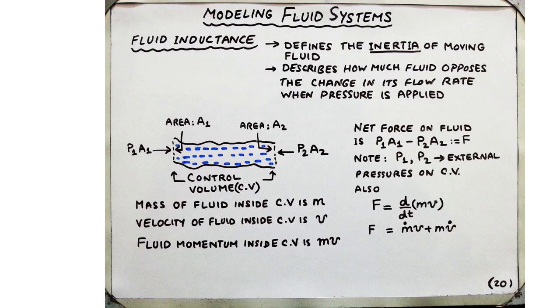Then, if we want to relate the net force acting on the fluid, that is P1A1 minus P2A2. Call this force F1, and this force F2. So the difference of the two forces is the net force F applied to the fluid, and that force arises due to the external pressures P1 and P2 applied on the fluid inside the control volume. And we know that the force is equal to the rate of change of momentum. So F equals d over dt of mv, which becomes m dot v plus m v dot.